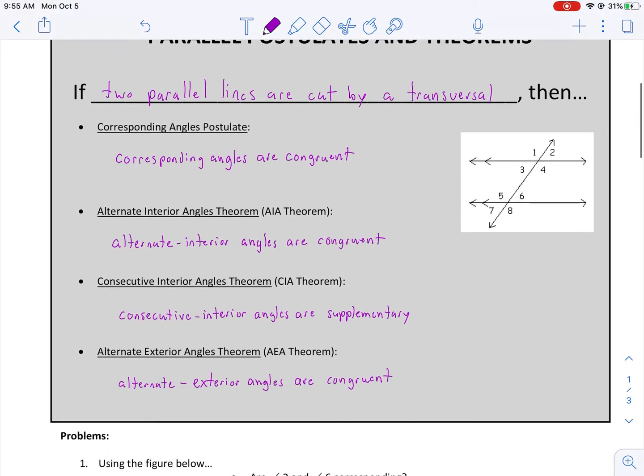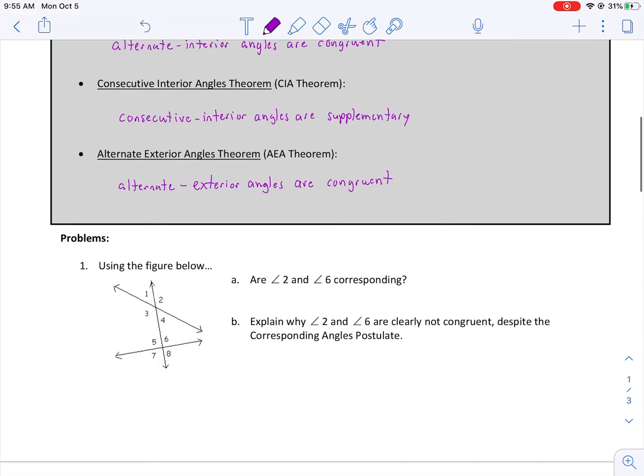So if two parallel lines are cut by a transversal, then the following things are true. Corresponding angles are congruent. Alternate interior angles are congruent, and you can just call that AIA for short, as we get into proofs later. Consecutive interior angles are supplementary, okay? So that means they add to 180 degrees. And alternate exterior angles are congruent. So consecutive interior angles you can call CIA, and then AEA for alternate exterior angles theorem.